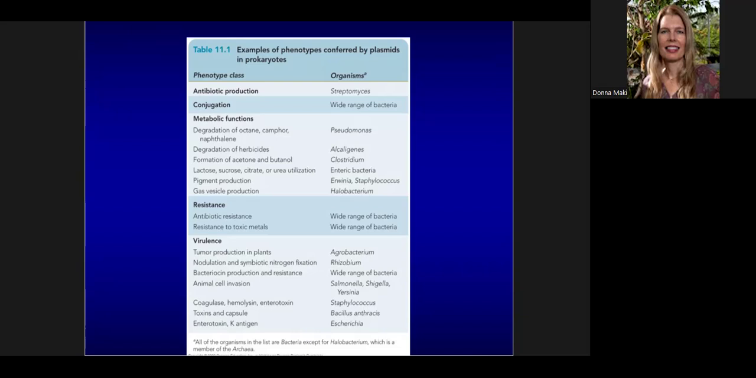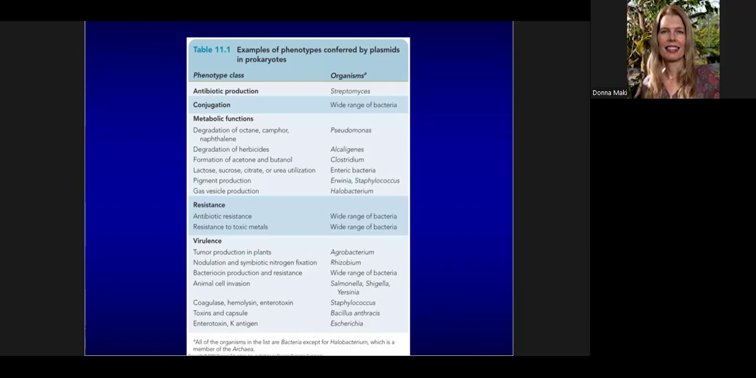So, on that happy note, there are other things like virulence: pathogens often get their ability to become pathogenic through plasmids. And what else? Oh, and then degradation. So this is a positive thing.